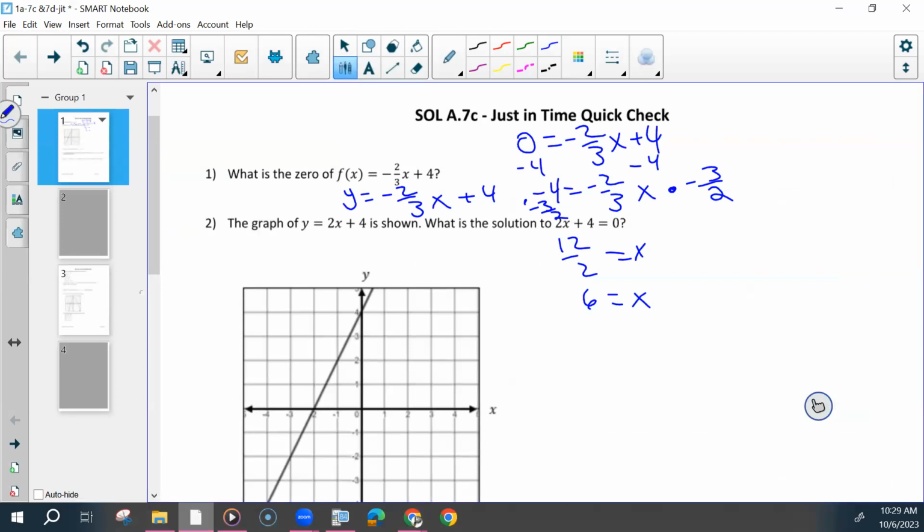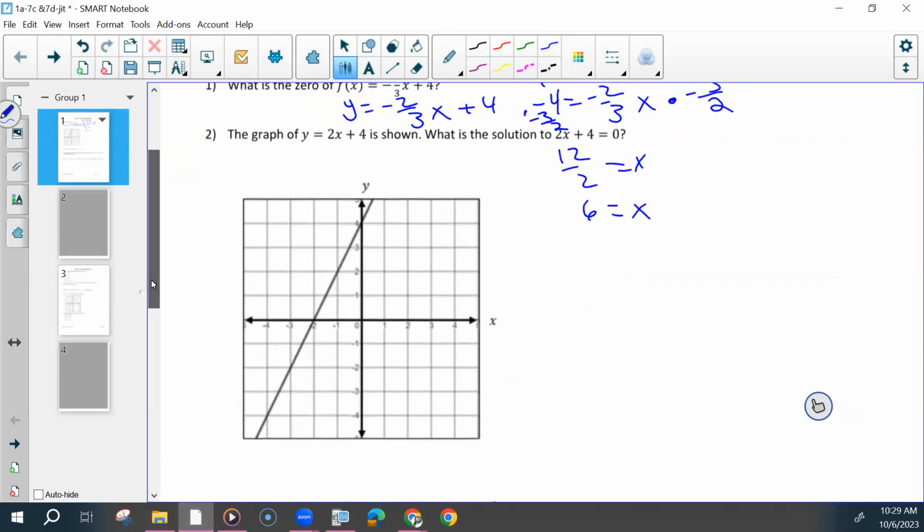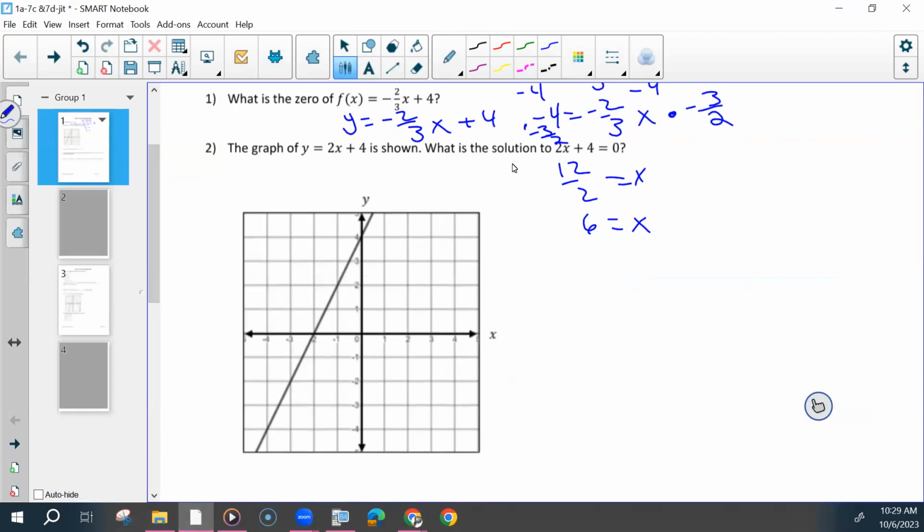Number 2 has a graph already. We're looking for the solution. Solution is the same as a 0 or an x-intercept. So we just have to look at where your x-intercept is, and that would be x. So the solution to number 2 is x equals 2 or the ordered pair (2, 0). Questions on number 2?